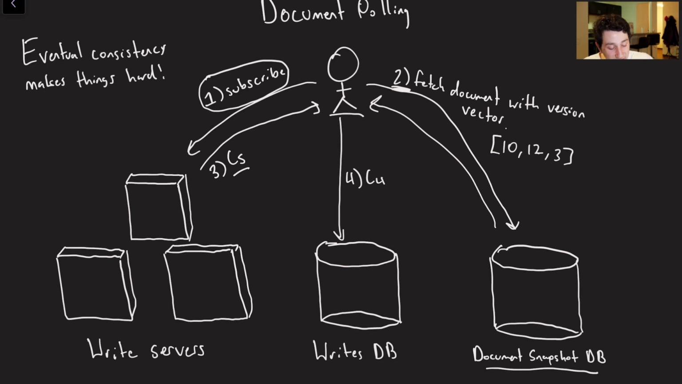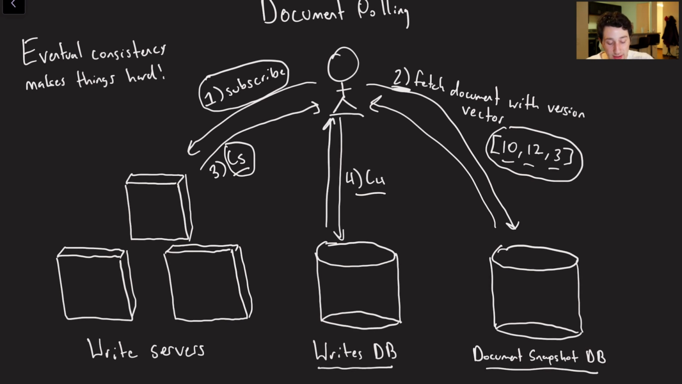Now we're fetching from the database, and we get a snapshot of the database with our version vector associated with that snapshot, which is: we've seen 10 writes from server A, 12 writes from server B, 3 writes from server C. Remember, I just received C5, so I'm saying, shoot, I need C4. Where can I go to get it? I can go to the writes database. Give me C4, and C4 comes back. Now all of a sudden I'm completely caught up, and all subsequent messages will come from the write servers.